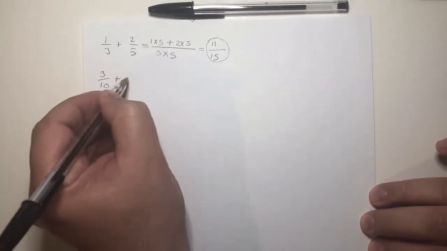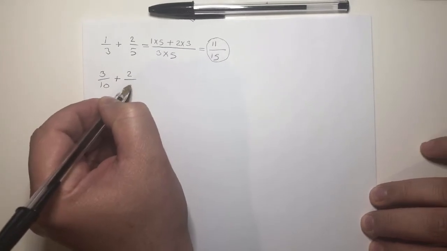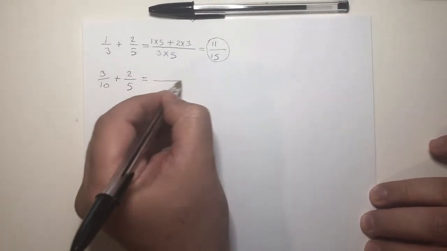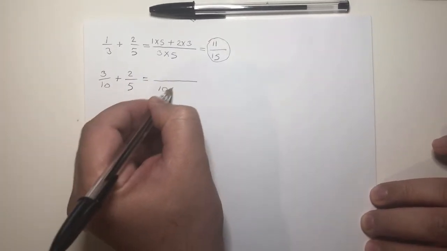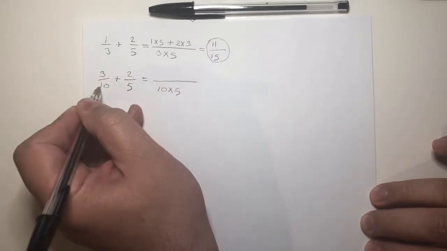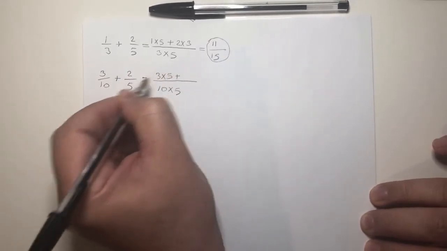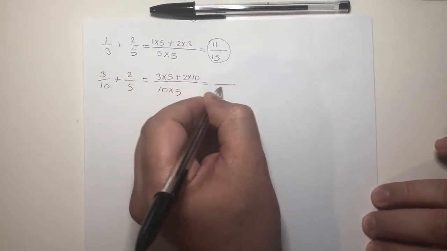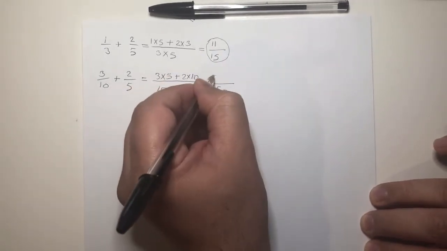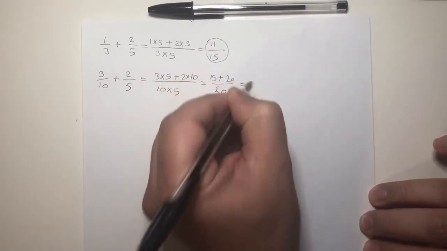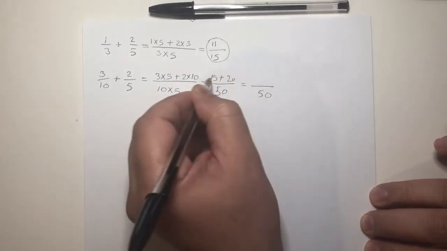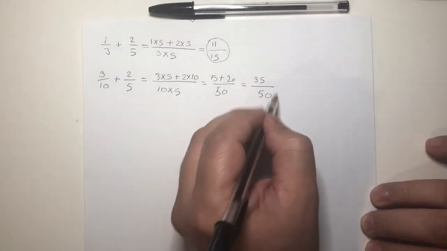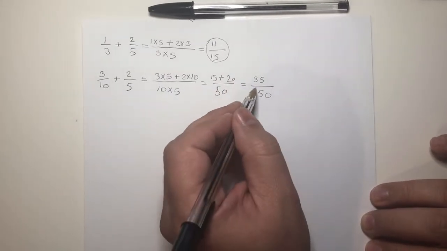3 over 10 plus 2 over 5. The easiest way is 10 multiplied by 5. 3 multiplied by 5 plus 2 multiplied by 10, over 50. 15 plus 20 gives 35 over 50. But if you look at this result, you can see that we can simplify it further.